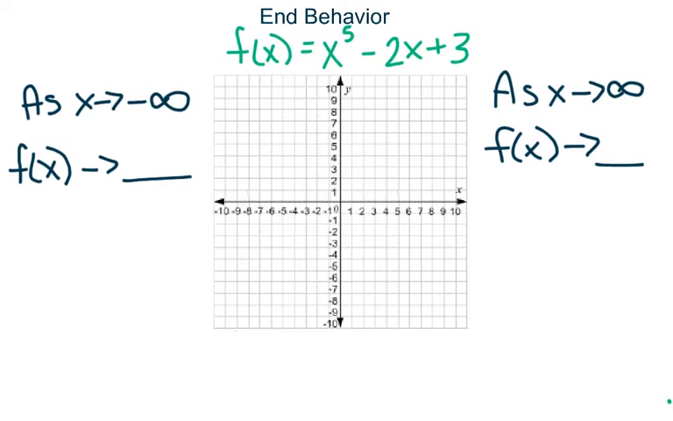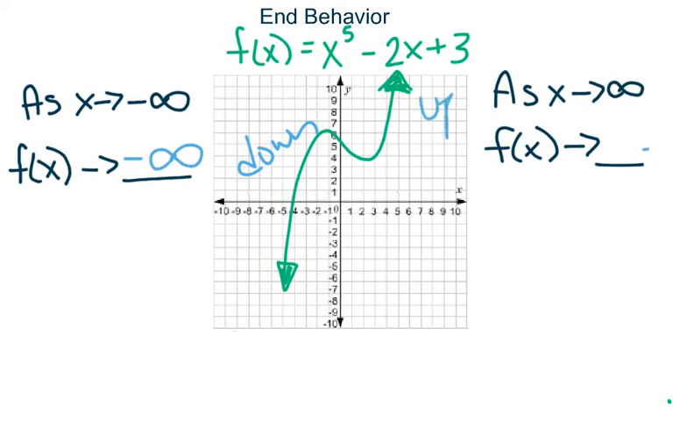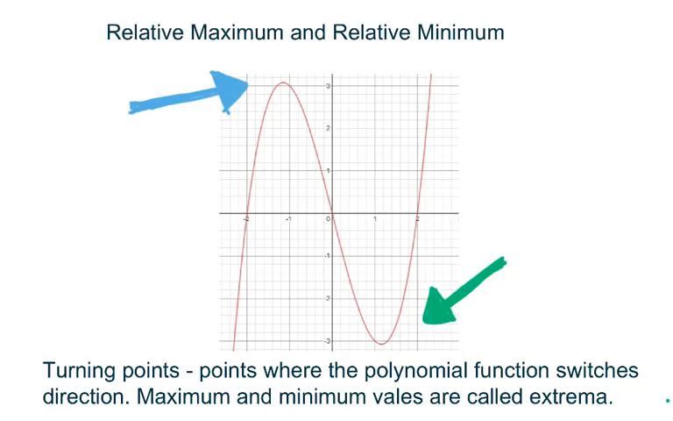Alright, go ahead and try this one. Sketch it and see if you can fill it in. So pause the video in 1, 2, 3. Alright, the left side is definitely going down, so we're going to say it goes to negative infinity. The right side is going up, so we're going to say it goes to positive infinity. And that's how you do the end behavior. So that should be review. And now we're going to talk about some different terms.